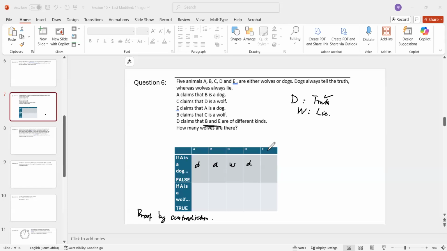Now E claims that A is a dog. But A is a dog. That's quite right. So if E is claiming that A is a dog, he's speaking the truth. Now, what does D say? D claims that B and E are of different kinds. Now, that's not true because we came to the conclusion that B and E are both dogs. So this came to a contradiction. See, you get a contradiction at that level there.